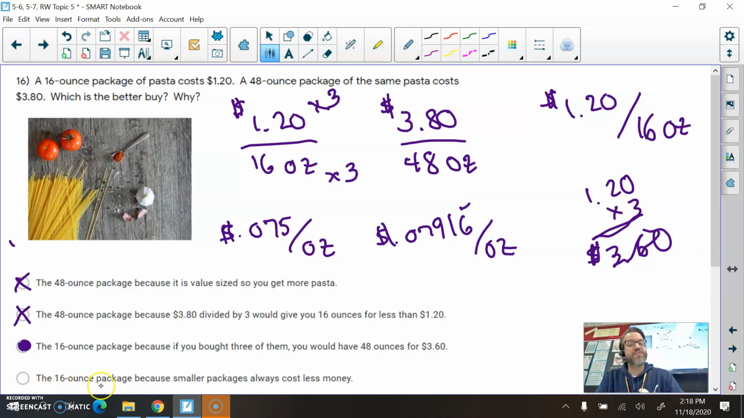The last one, the 16 ounce package, well, that's true. That is the one that's the better buy because smaller packages always cost less money. Well, it's less money, but you're getting less pasta. So that's not a good answer. Okay. It's the 16 ounce package because if you bought 3 of them, you would have 48 ounces for $3.60 instead of paying $3.80. Okay.